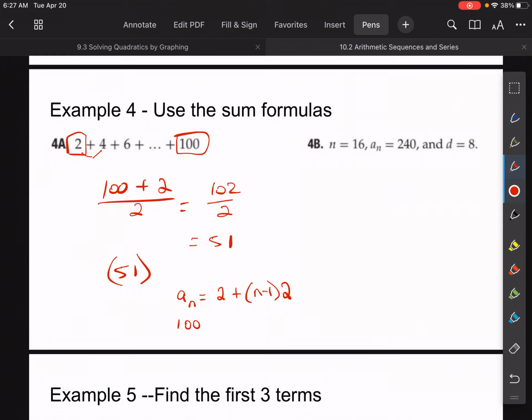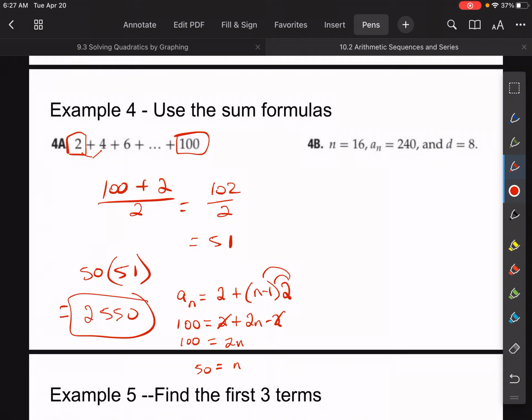So I can say 100 is equal to 2 plus, I'm going to just distribute this out, 2n minus 2. Notice I have a 2 minus 2. Those go away. So 2n is equal to 100. Therefore, n must be equal to 50. So there are 50 terms here in this sequence. I'm going to take my average there and multiply it by how many terms there are in the sequence, which is 50. If I do 50 times 51, I end up with 2550, and that is my answer.